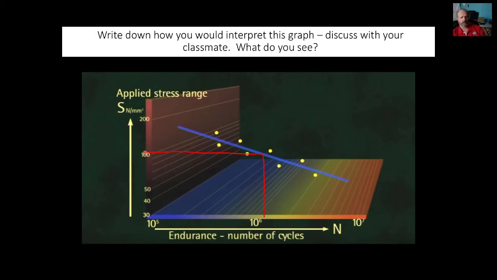So if I apply a stress of 100 megapascals, and then I wait for the widget to break. You can do it on a rod. Some of the videos show a rod and they pull on the rod to a certain frequency and a certain stress level and they wait for it to break. In this example, it broke at 1 million cycles. That might be good enough for whatever application you're using, or it might not be. It depends on the frequency that your device is running at.